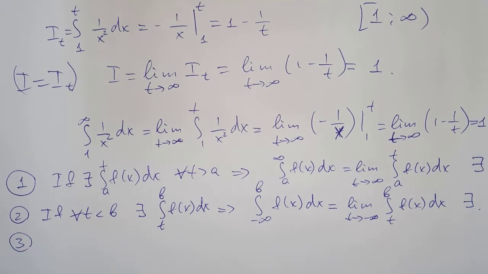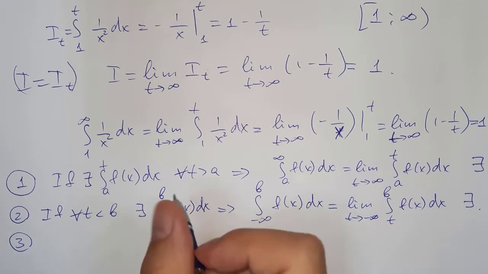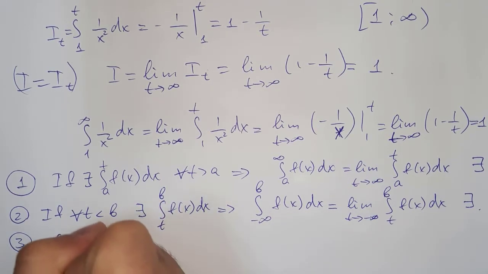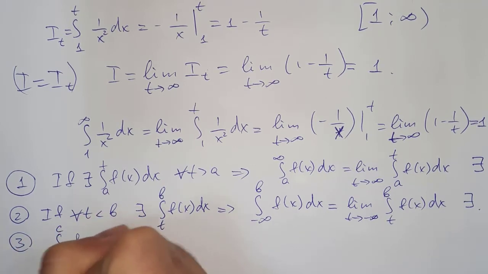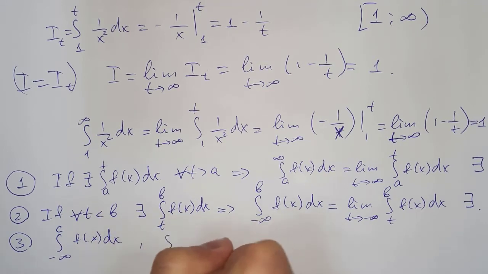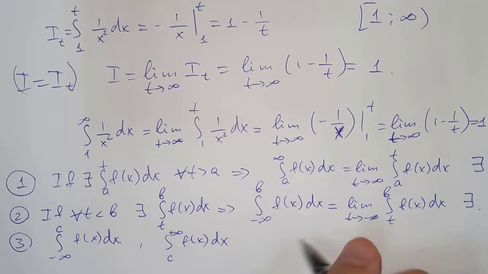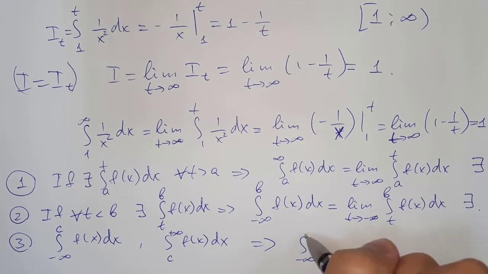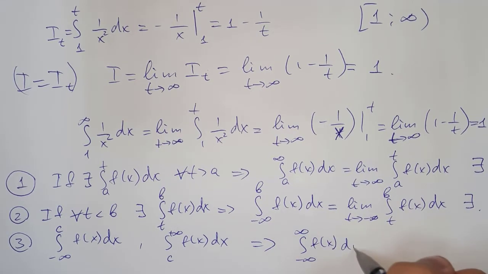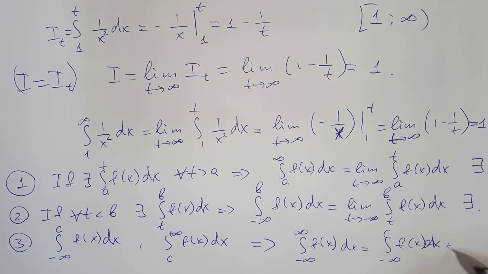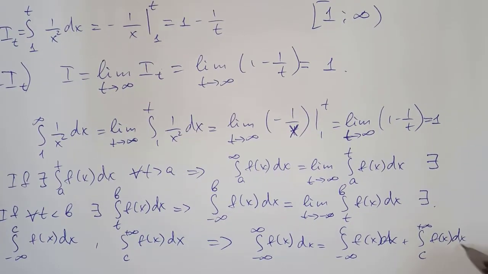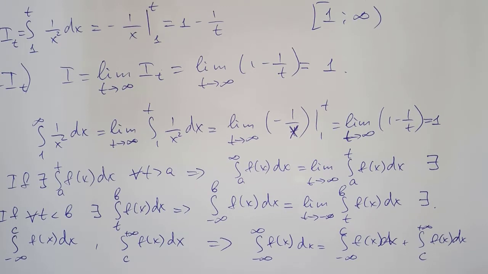And the third one: if the two integrals, from minus infinity to c of f of x dx and from c to plus infinity of f of x dx, are both convergent, then the integral from minus infinity to plus infinity of f of x dx equals the integral from minus infinity to c of f of x dx plus the integral from c to plus infinity of f of x dx, where c is any number. So we can divide.